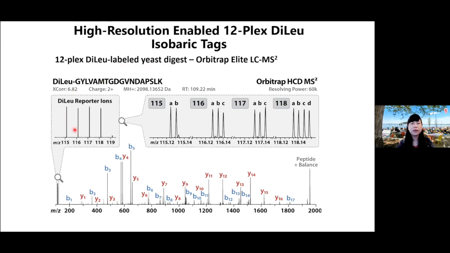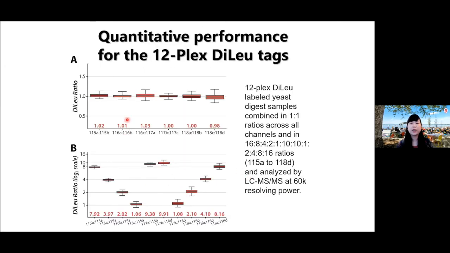So just to give you an idea, using this 12-plex DiLeu, we look at a tryptic digest from E. coli samples. As you can see, at modest resolution this would show these 4 peaks, but when you zoom in with resolving power 60,000, we can clearly resolve these 12 channels for quantification, and the backbone cleavage gives pretty confident identification for tryptic peptides. We then evaluate at large scale, combining 1-to-1 ratio and also 16-to-8 to 4-to-1 ratio, with over thousands of these proteins. They all show pretty good quantification performance.